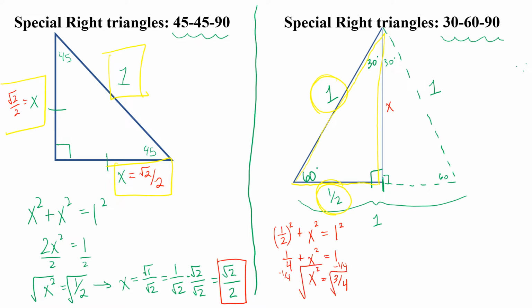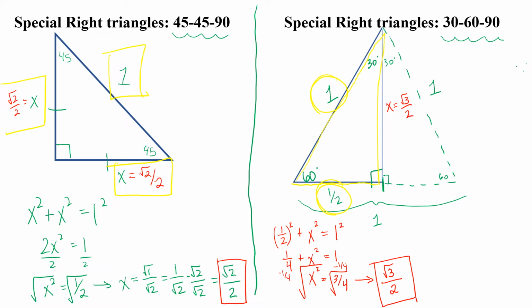Take the square root. And square root of 3, I don't really know, so I'm just going to leave it as square root of 3. The square root of 4 is 2. So square root of 3 over 2 is the length of the longer leg.